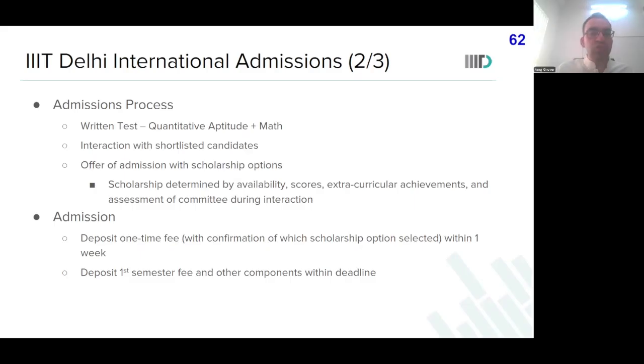Subsequent to this offer letter, you are expected to deposit the one-time fee within 1 week, and let us know which scholarship option you have selected. And there is some time, a deadline, given to deposit the first semester fee and other components of the fee.